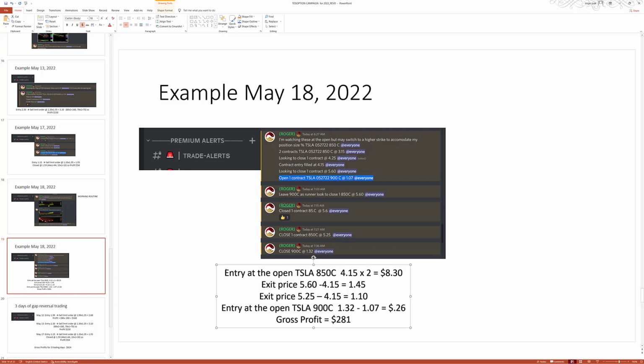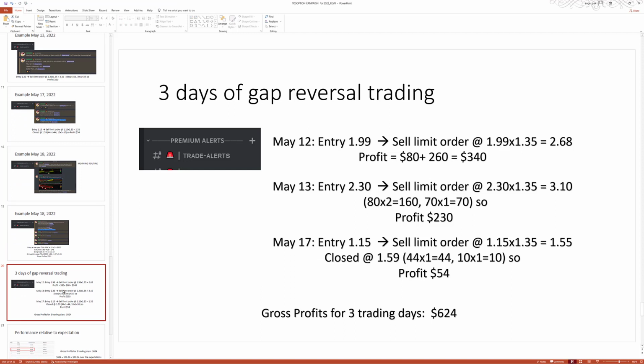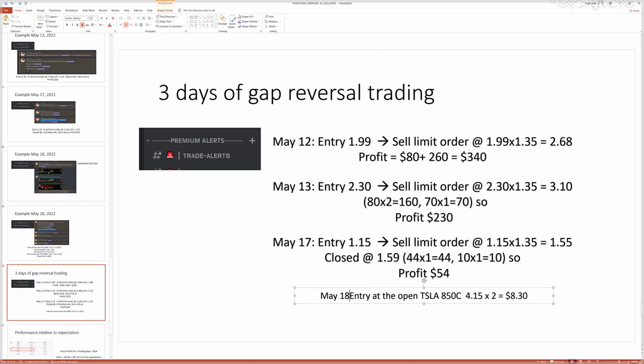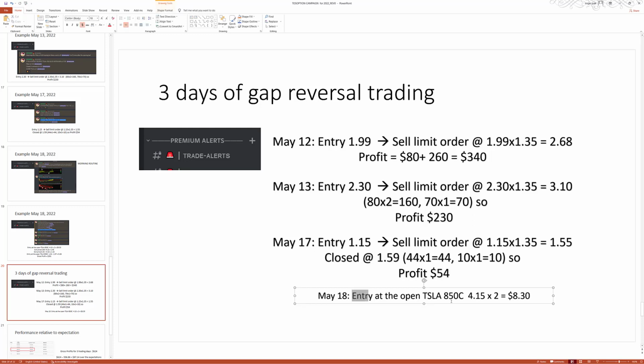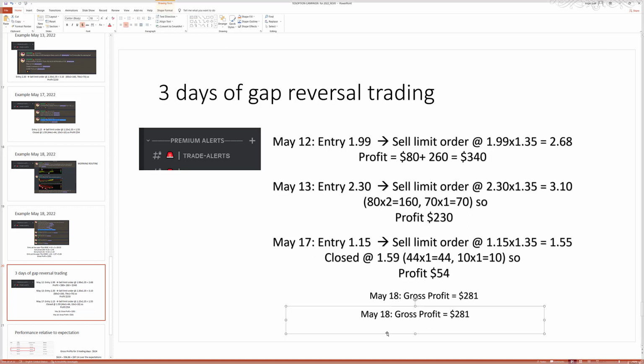Okay, so when we take that and add it to here, your gross profit is basically 624 plus 281, which is 905. Gross profit as of May 18th is 905.